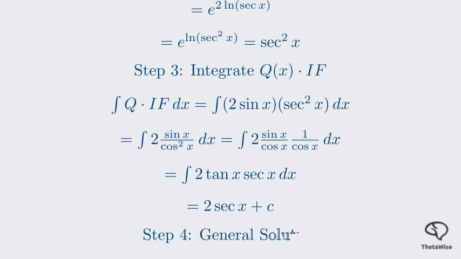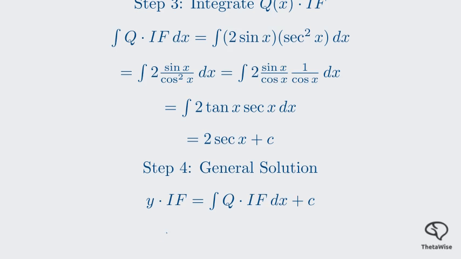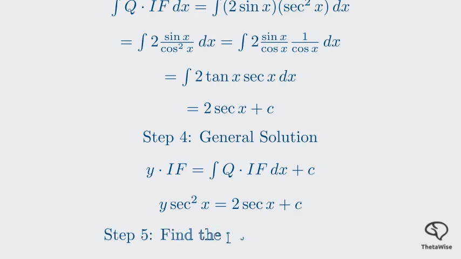Step 4. General solution. Our formula is y times I(x) equals our result. This gives y secant squared x equals 2 secant x plus c. Step 5. Find the particular solution. This is where we use our initial conditions.